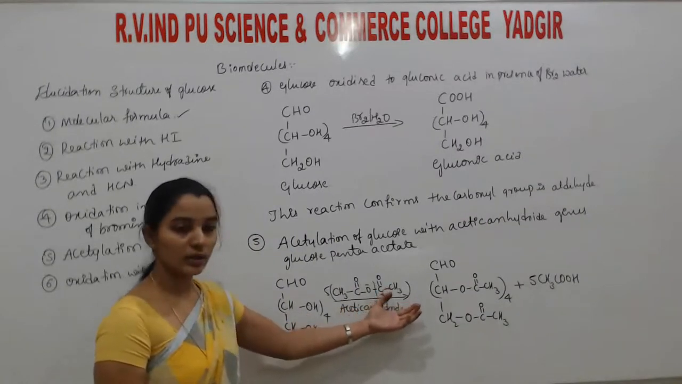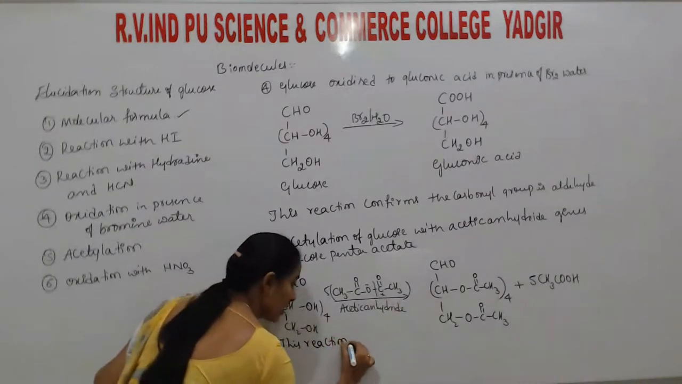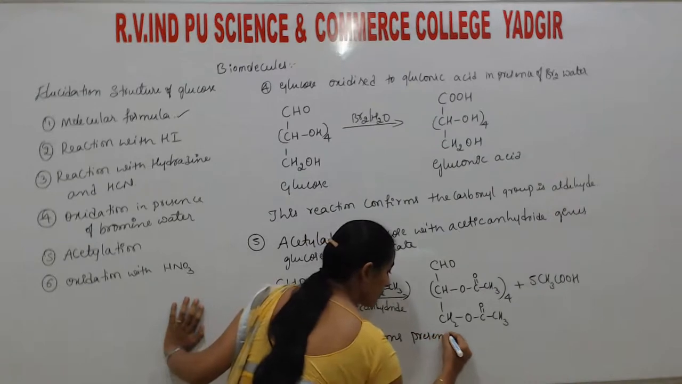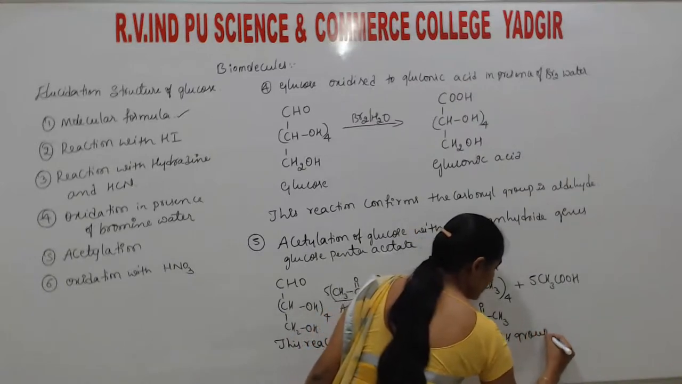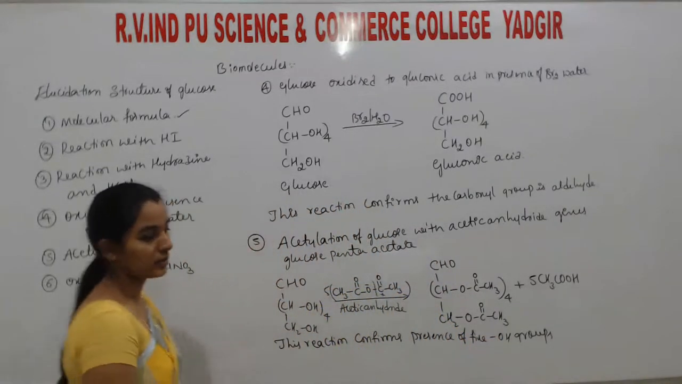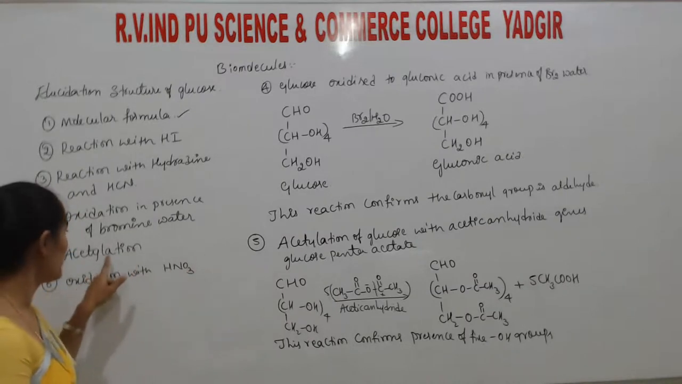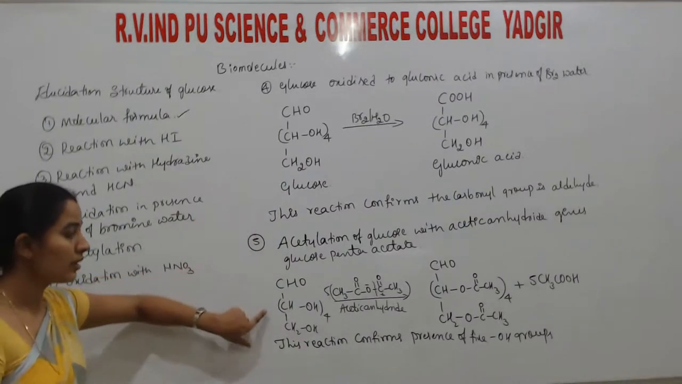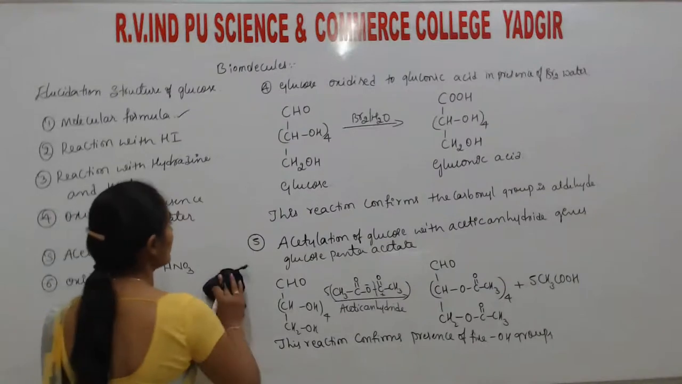So from this, what are we going to confirm? This reaction confirms the presence of 5 OH groups. The presence of 5 hydroxyl groups in the glucose molecule is confirmed by this acetylation reaction. Okay, so this is also important for 2 marks, this is also important for 4 marks. Remember, next, the last one.